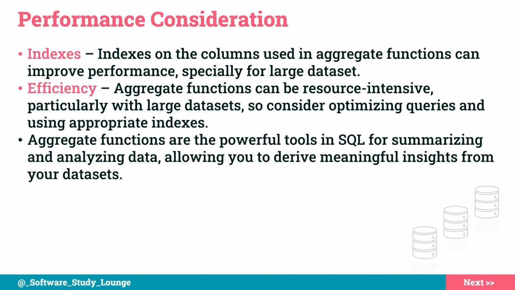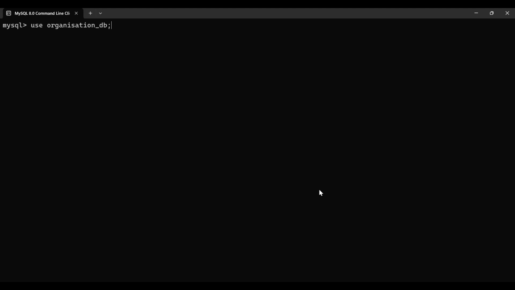When we apply aggregate functions, we need to consider performance. Indexes on the columns used in aggregate functions can improve performance, especially for a large data set. Next is efficiency. Aggregate functions can be resource intensive, particularly with a large data set, so consider optimizing queries and using appropriate indexes. Aggregate functions are a powerful tool in SQL for summarizing and analyzing data.